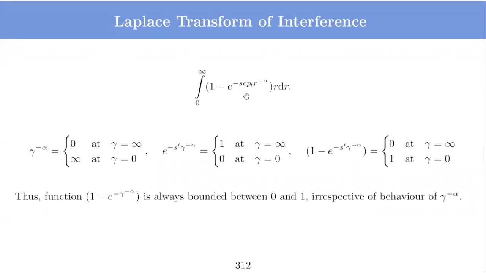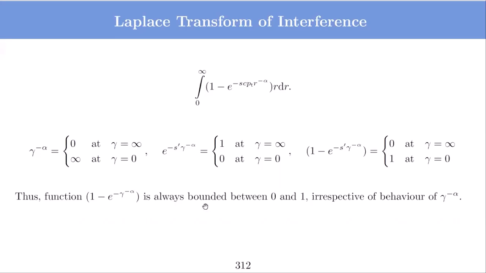So now if you look at the behavior of this, first let us understand whether this integration exists or not. If you look at the behavior of gamma minus alpha, then it is infinity at gamma equal to 0 and 0 at gamma equal to infinity. So it goes from infinity to 0 as gamma goes from 0 to infinity. So this means e to power minus s some coefficient gamma minus alpha will become 0 at gamma 0 and 1 at gamma equal to infinity. So 1 minus this term is 1 at gamma equal to 0, and then it decreases to 0 at gamma equal to infinity.